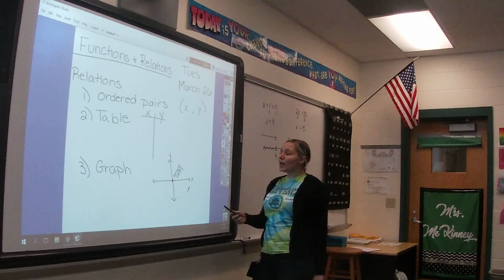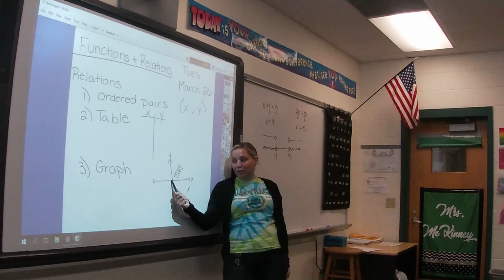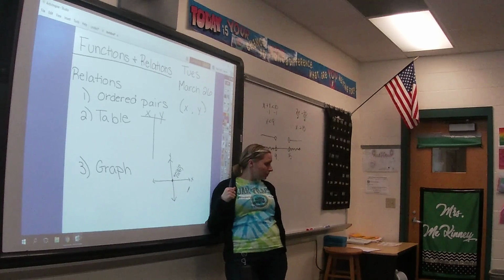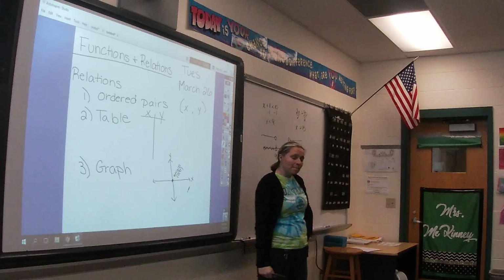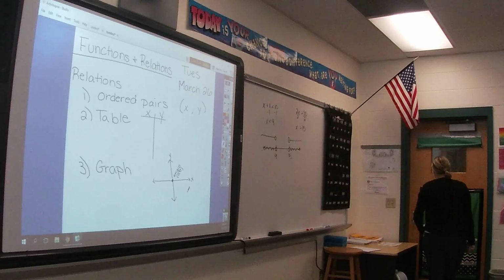Right, when we're plotting things in the coordinate plane, if it's like 4, 7, it tells us how many to go right or left and how many to go up or down. Okay, we'll look at that a little bit more specifically when we do some practice with that.